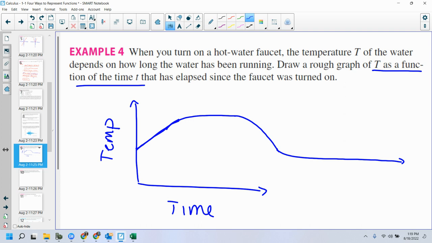Okay. What did we do here? We took a verbal representation. We looked at a scenario and described it graphically. Wouldn't it make sense to try to look at a table or an equation in this case? Because that's not really going to help us. But what we did here is use our verbal representation to figure out how it's going to look graphically.